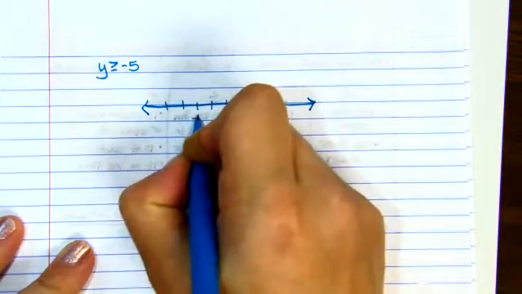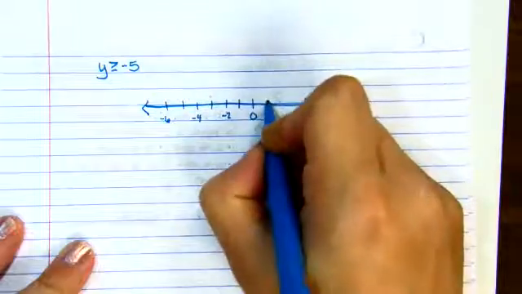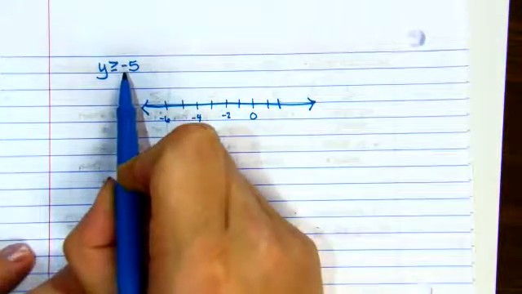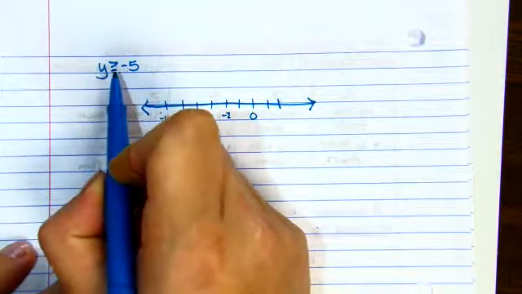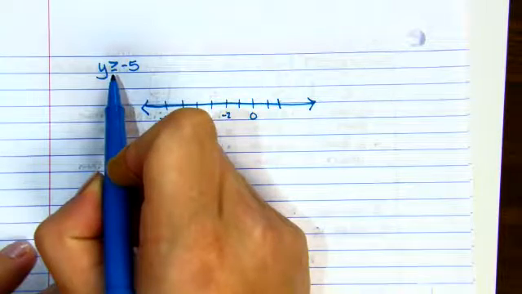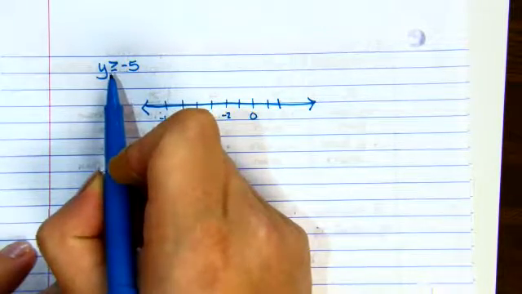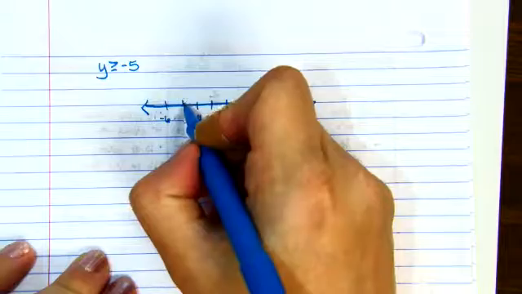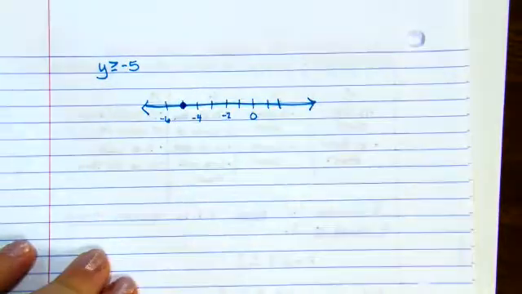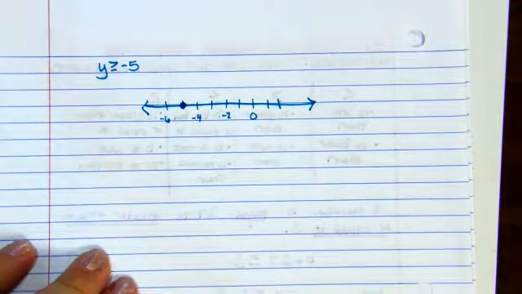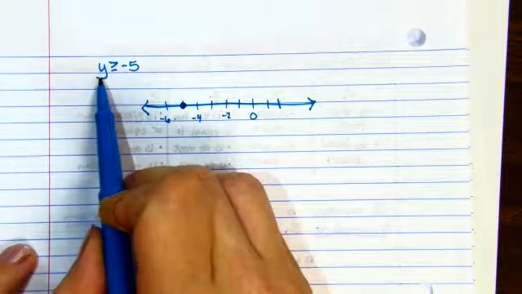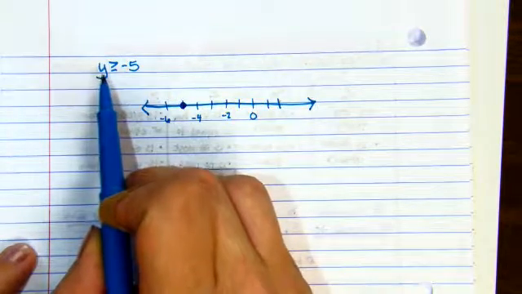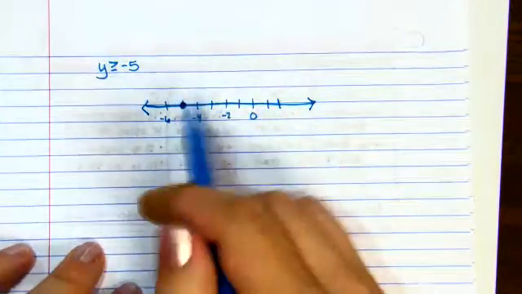So that means my original starting point is going to be at -5. Because this is greater than or equal to, I'm going to use a filled in circle to represent -5. It means -5 is a possibility. So I fill it in. And then y can be any number that's greater than or equal to -5.